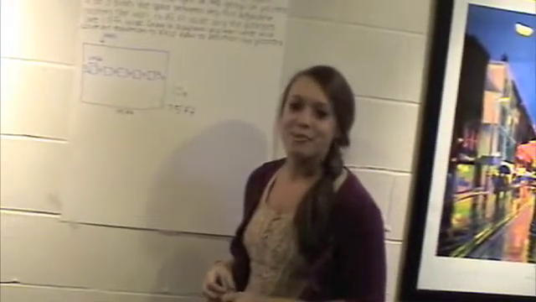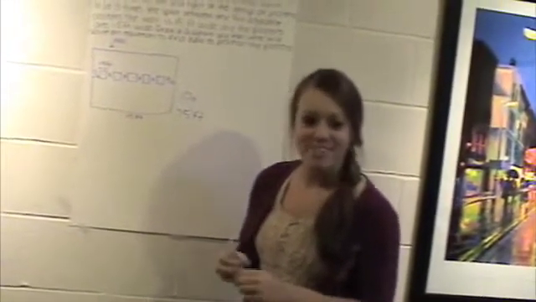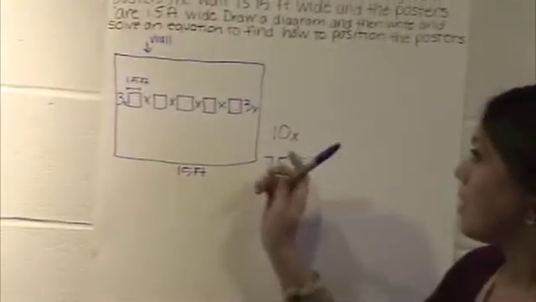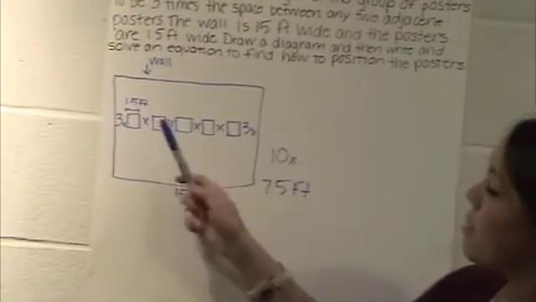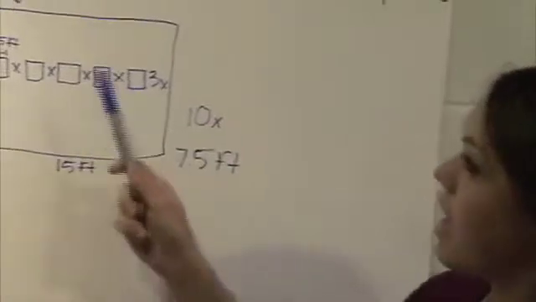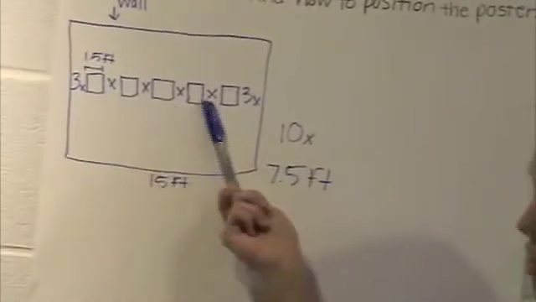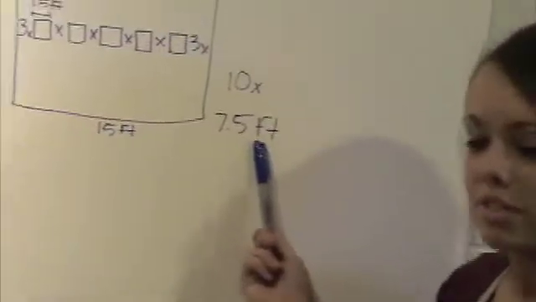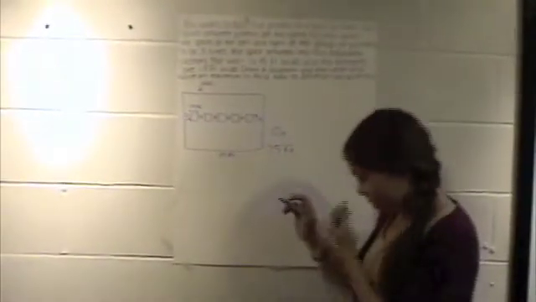So, Florence had to go on a walk, so I'll be finishing the problem with you. In reviewing what Florence did, we drew our diagram of the posters, added up all of the X's, which equals 10X, and added up the length of the posters, which is 1.5 times 5, and that's 7.5 feet. So now we're going to write our equation, which will be 10X plus 7.5 equals 15.